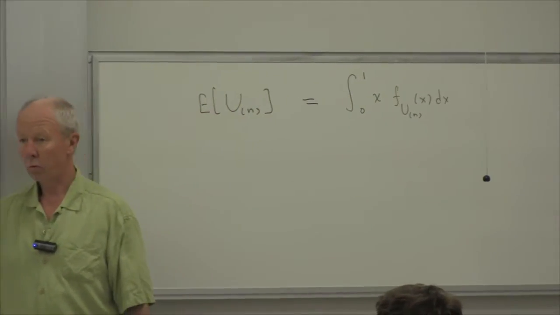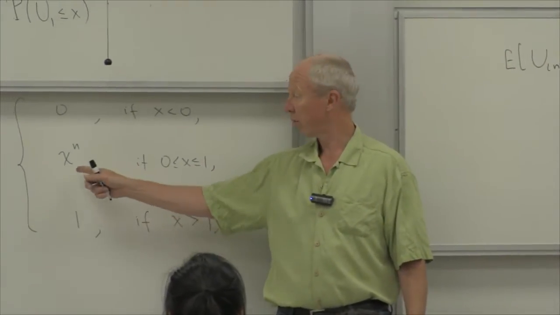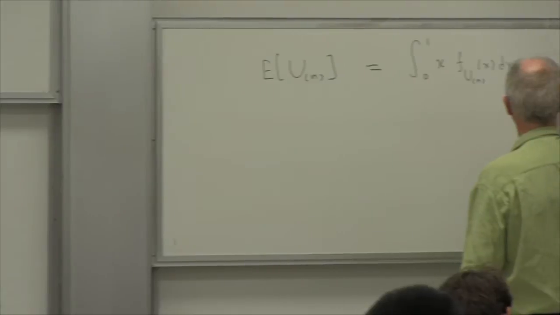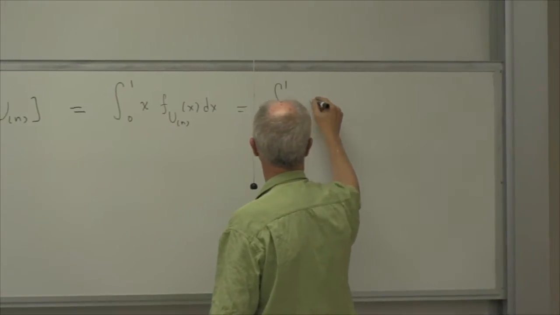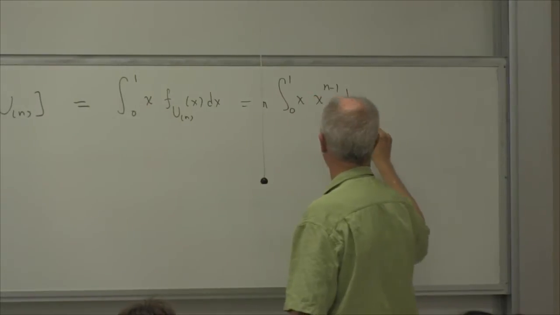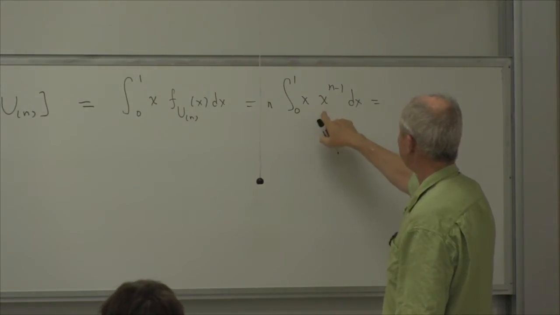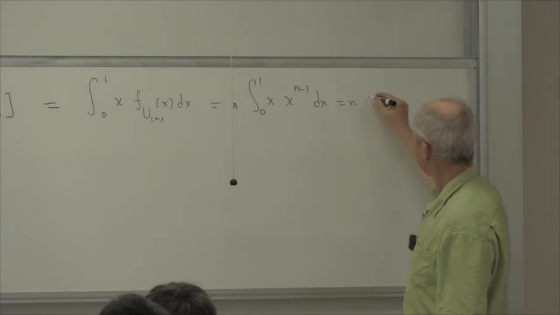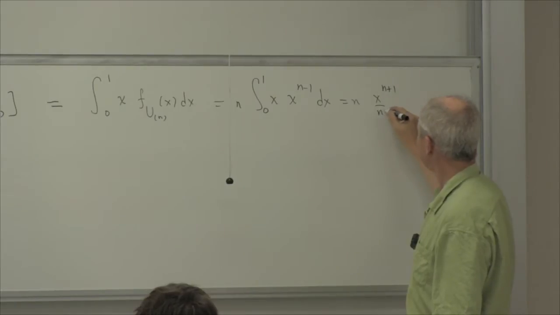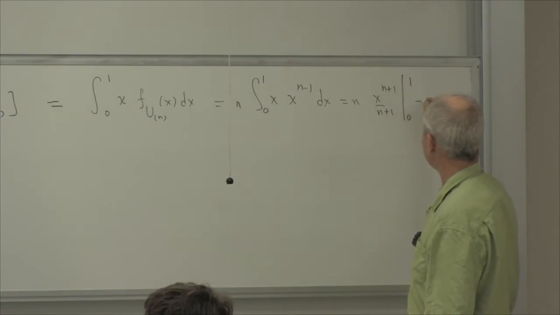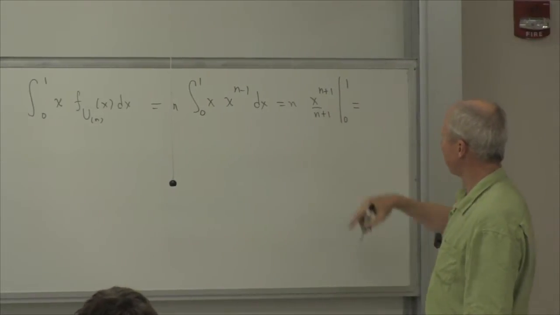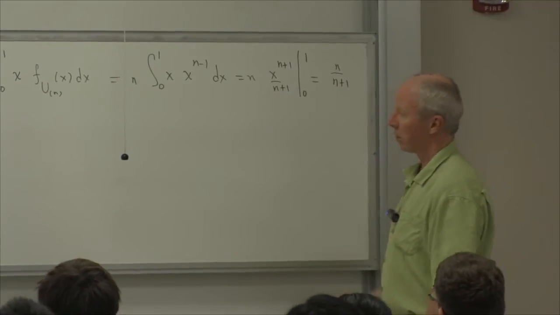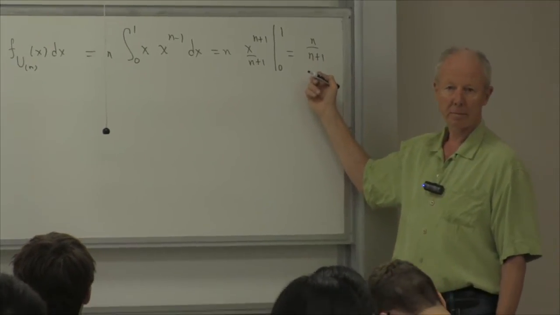And what's the density between 0 and 1? It's the derivative of this. That would be, right, n times x to the n minus 1. And so inside here we get x to the n. The integral of x to the n is x to the n plus 1 over n plus 1, and we evaluate between 0 and 1. The value at 1 is n over n plus 1, and the value at 0 is 0. So there's the expected value of the max.